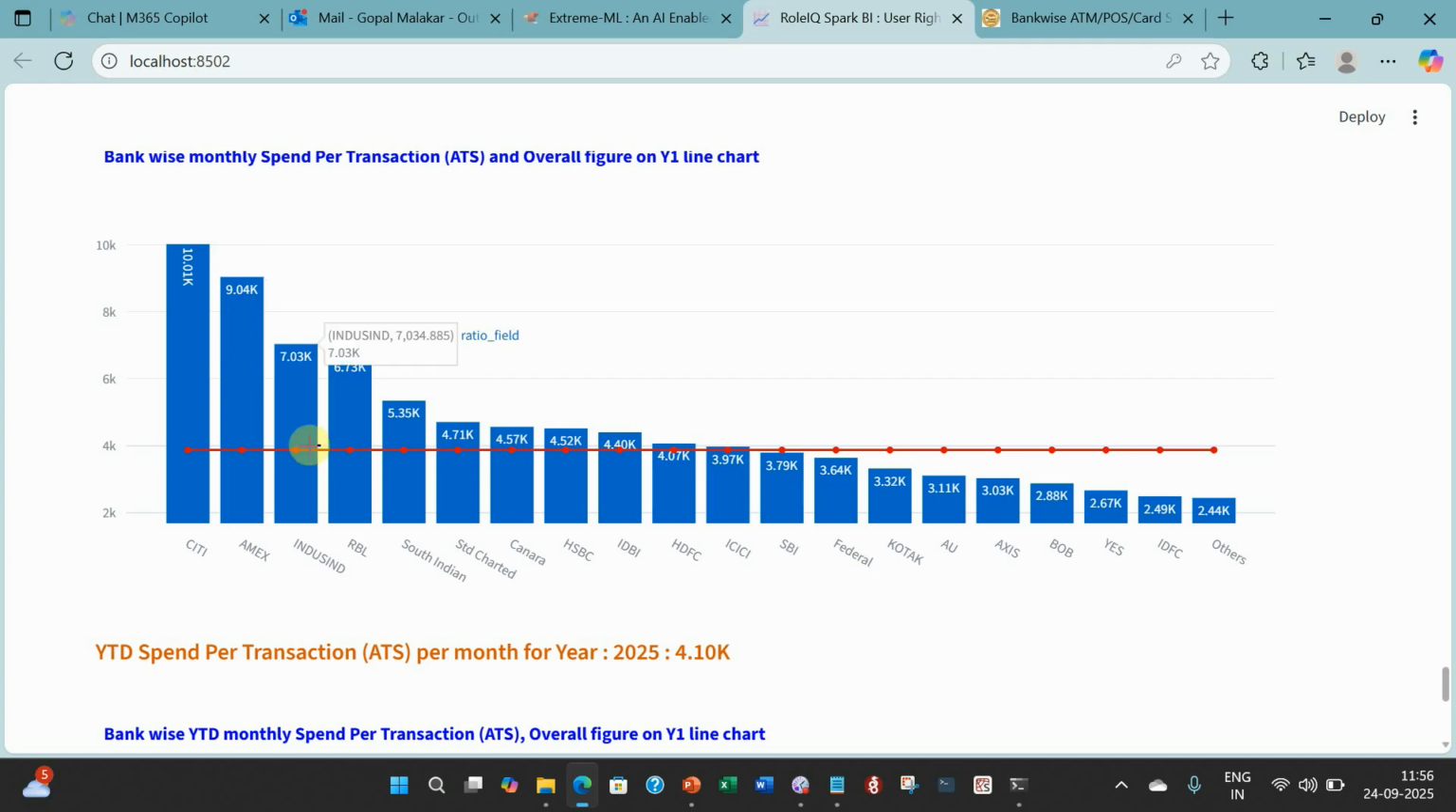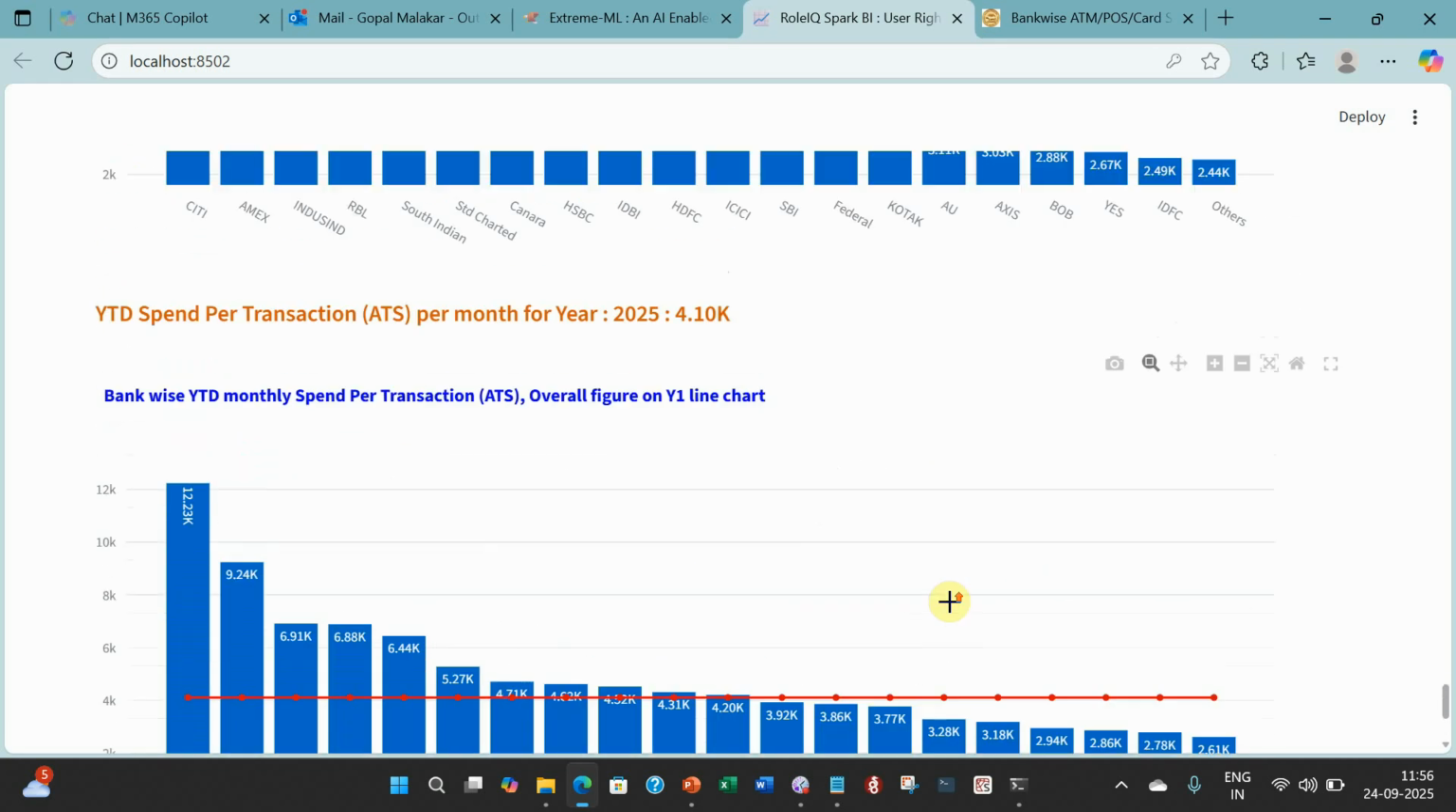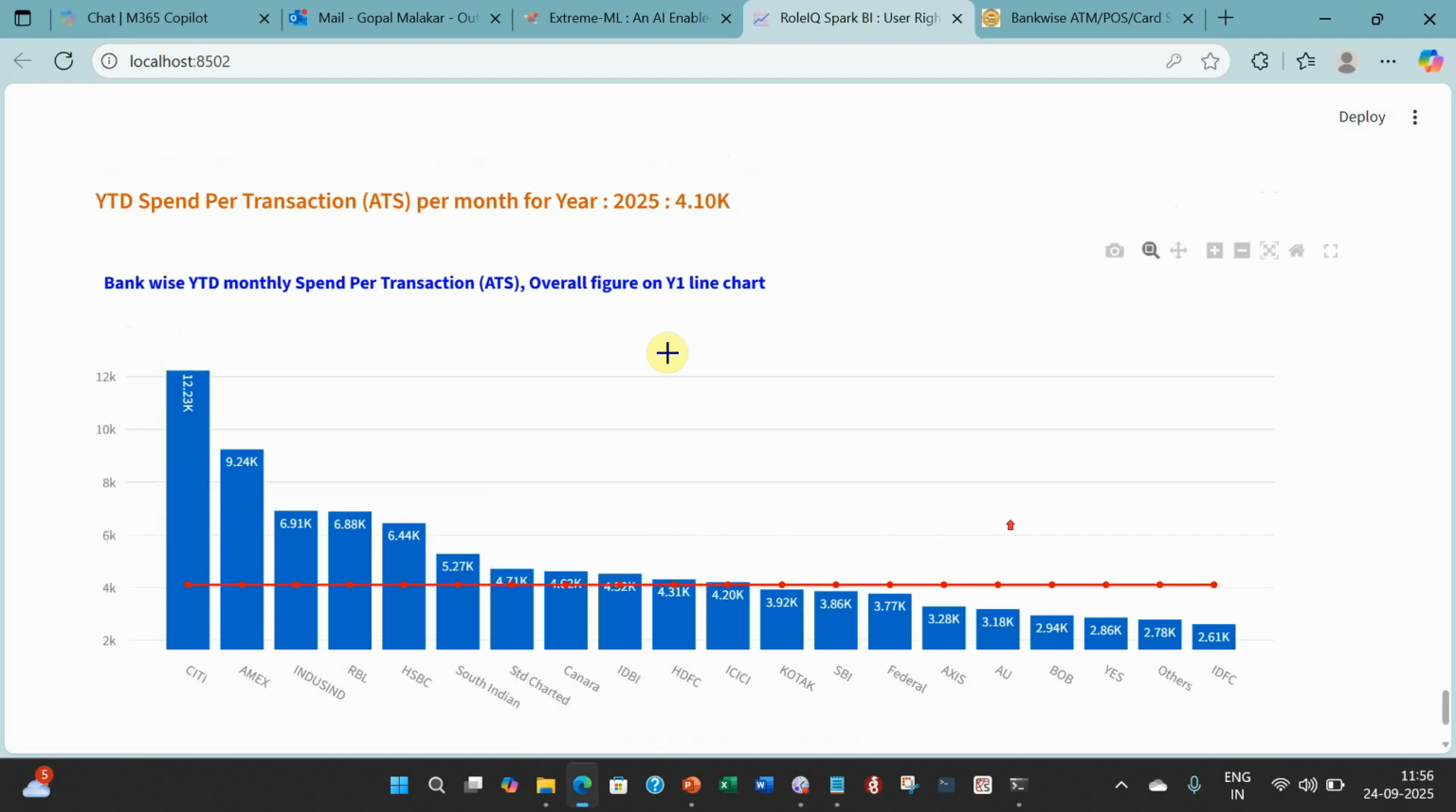followed by Amex. Then you have IndusInd and RBL. Again, they have a really good ticket size, and RBL is surprisingly as good, or maybe they have a smaller number of RuPay cards. Even look at HDFC, the ticket size is not huge, because they probably have a bigger portion of UPI transactions coming in. And then the same ratio for UPI YTD: again, you can see the YTD figure is 4.1, and the trend remains almost the same.